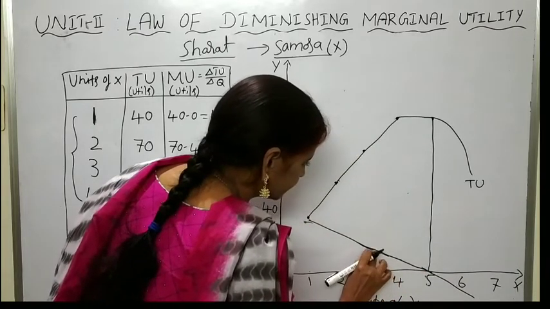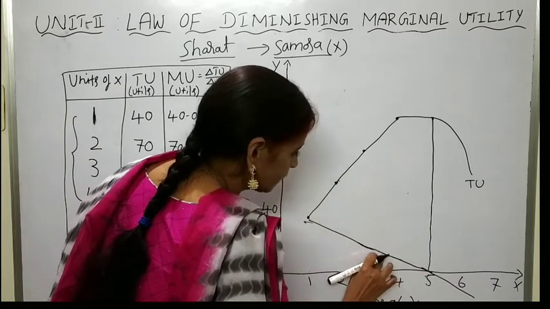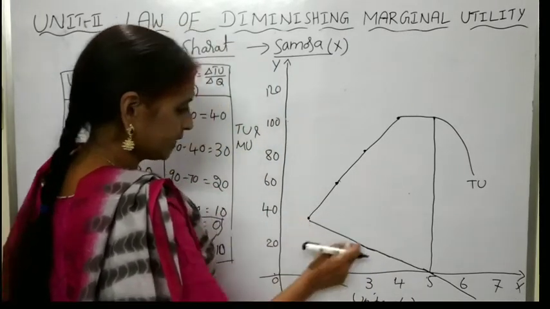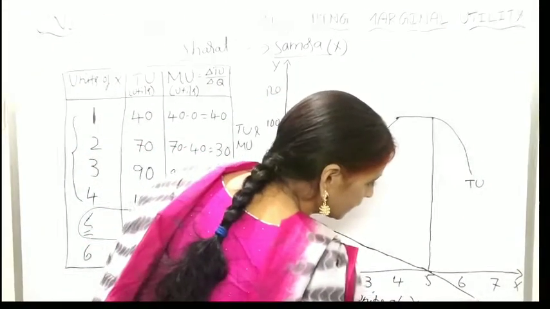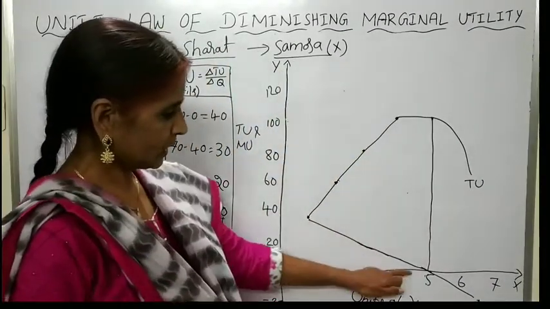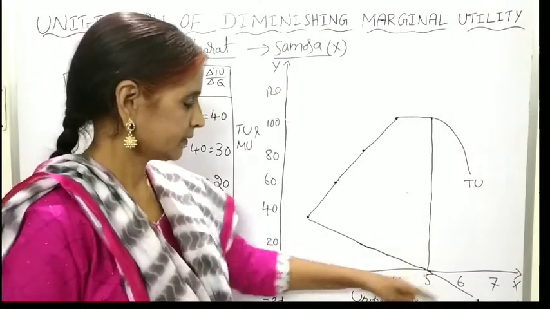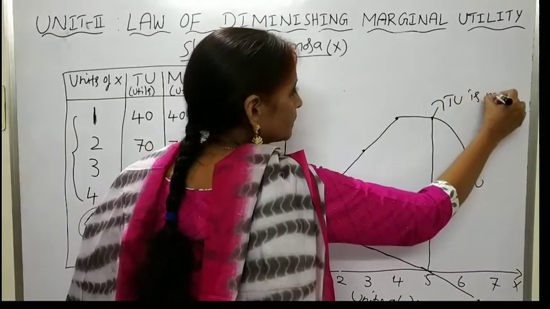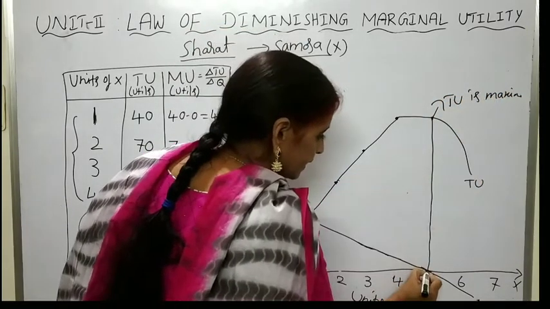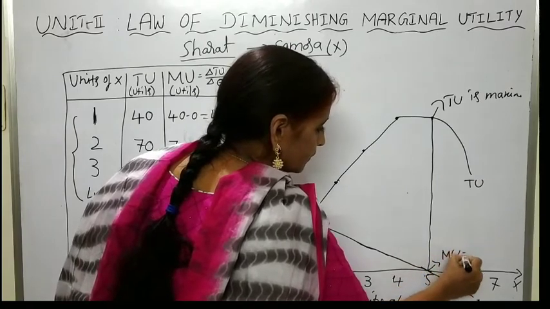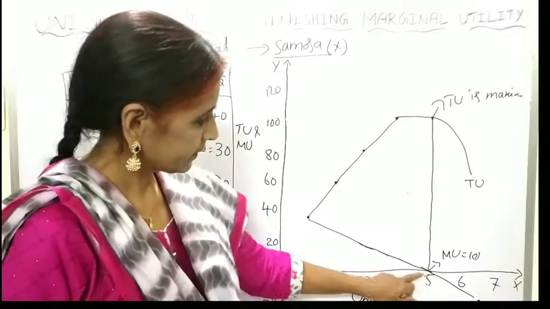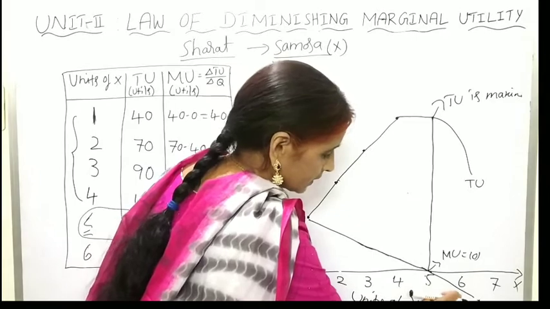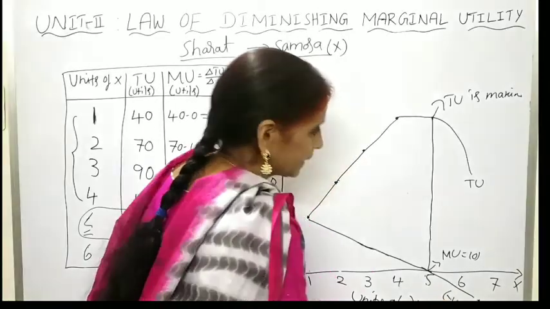Okay, children, like this we have to draw the MU curve. So without identifying the points also we are able to derive the MU curve. So at the 5th unit it is touching the x-axis. So here at this point TU is maximum. So where TU is maximum at that time MU will become 0. Whenever the MU curve is touching the x-axis it indicates that MU will become 0. Whenever MU is below the x-axis, it indicates that MU is negative.